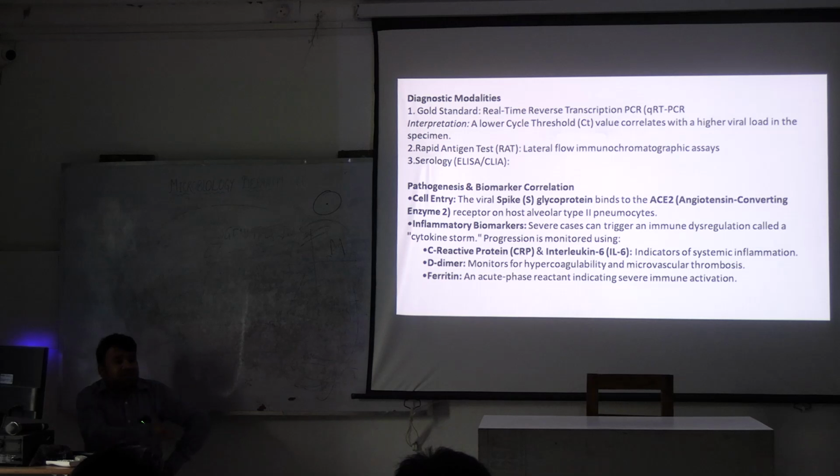Some of the markers of cytokine are C-reactive protein. It's an acute phase reactive protein. It will increase whenever there is liberation of these inflammatory markers. Or we can detect D-dimer.